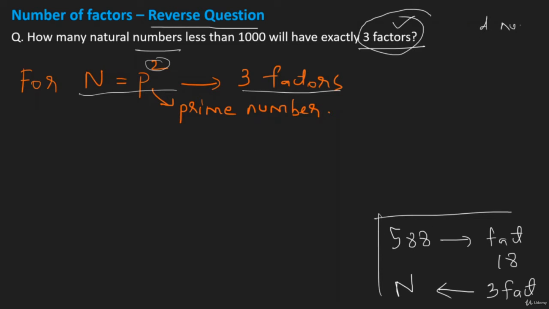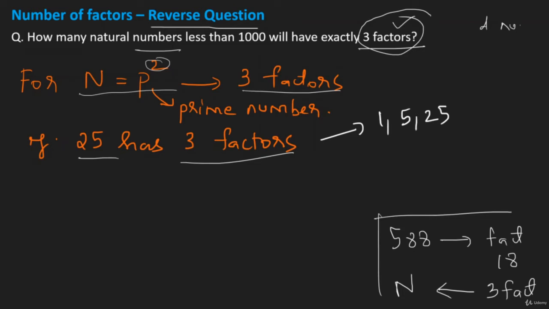All right, let's take an example. Say you have 25, which is equal to 5 square. You can see it has only 3 factors. What are the 3 factors of 25? 1, 5 and 25, right? And remember, 25 is of the form 5 square. And we have seen in this case the number of factors will be 2 plus 1, which is equal to 3, and these are the 3 factors of 25.